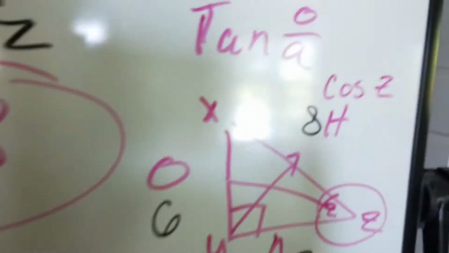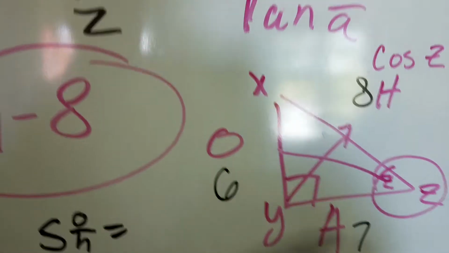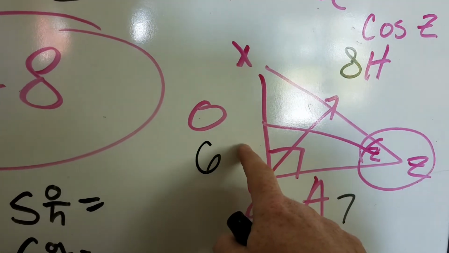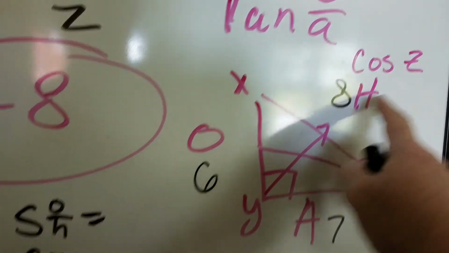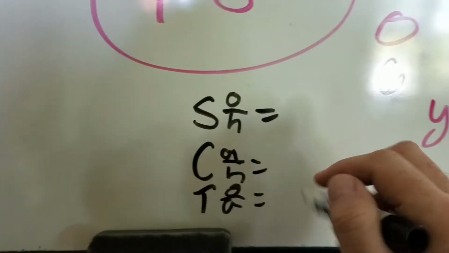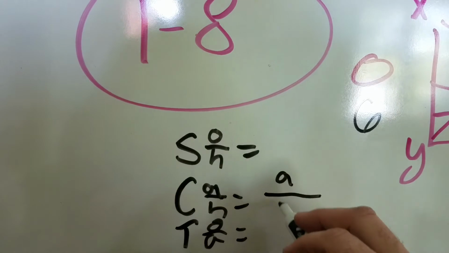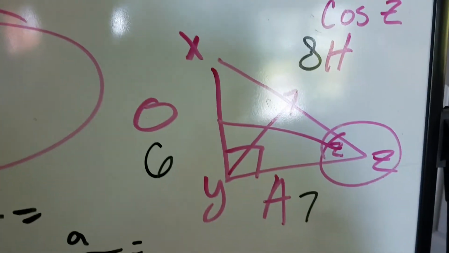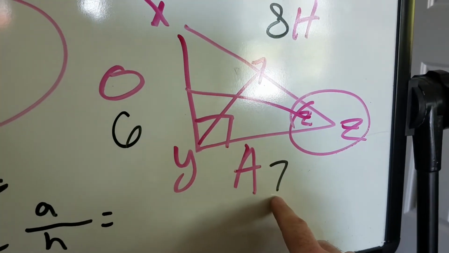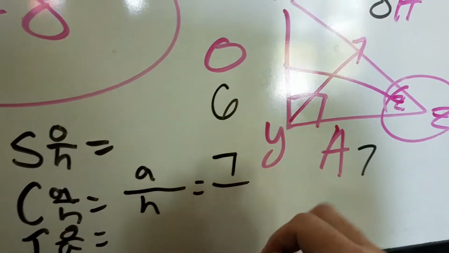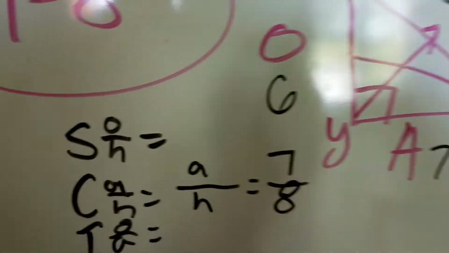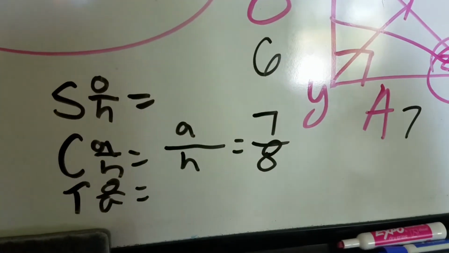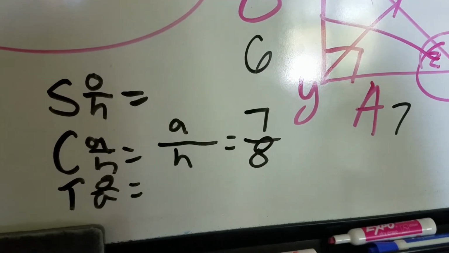So what we have to do here is find cosine of Z. So here's Z, here's opposite, here's hypotenuse, and here's adjacent. What is cosine? Cosine is A on top, H on the bottom. What number is next to the letter A? There's a 7, so I have a 7 on top. What number is next to the letter H? 8. So our final answer would just be 7 over 8. That is 1 through 8.